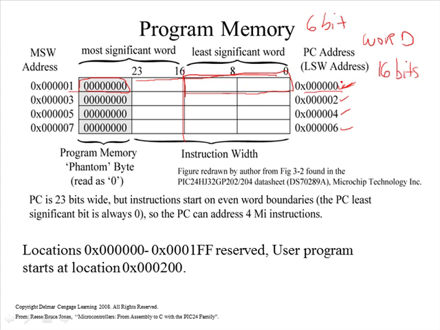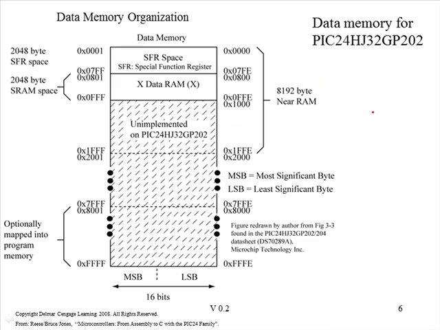So the first instruction will reside at location 0, the next instruction will reside at location 2, the next instruction at location 4, and so forth. This shows the data memory organization for our PIC24. Recall that data memory is the volatile memory on the PIC24, and it's where we're going to store our variables. This is called a memory map, and it shows how addresses are allocated in this memory space.